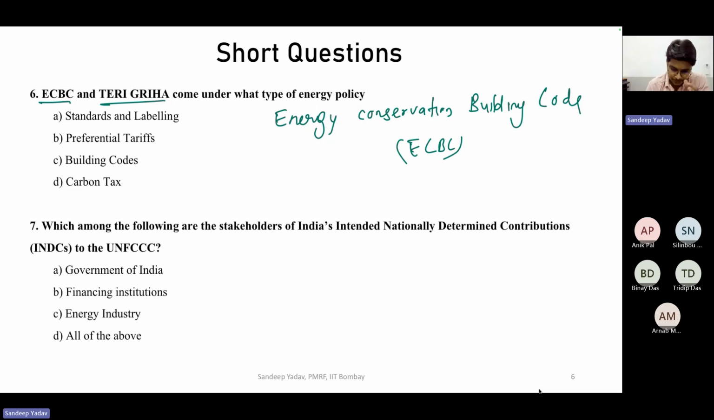So what category of energy policies do they come under? Standards and labeling, preferential tariffs, no. Building codes, yes, it comes under building codes. These two are both building codes for more energy efficient buildings that will consume less power.